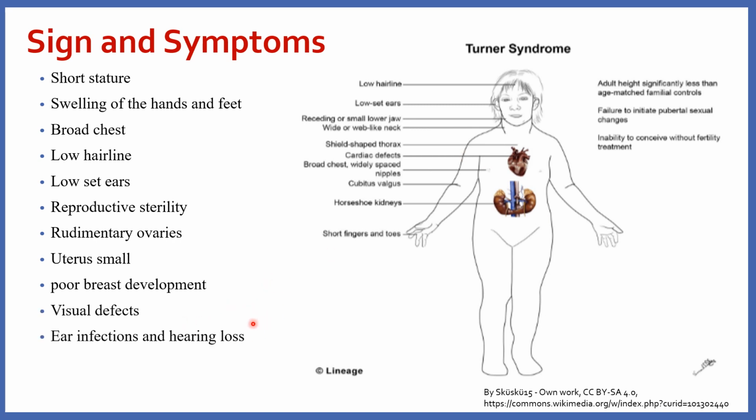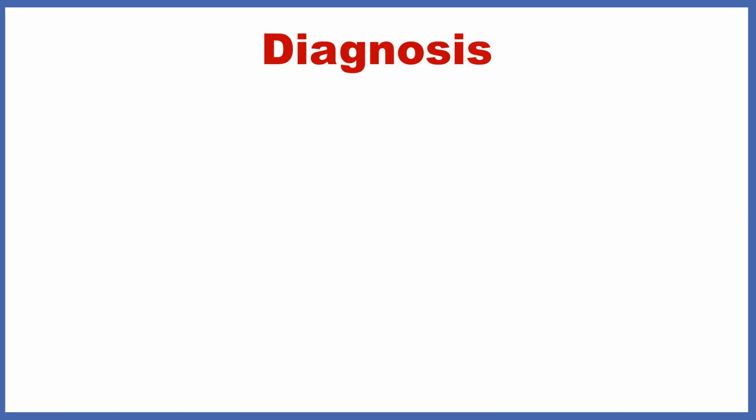There are visual defects, ear infections and hearing loss. One of the characteristic features of Turner syndrome is a web neck. There is a fold of skin found in the neck, which is called a web neck, and the female shows an absence of menstrual periods. So these are the signs and symptoms found in a patient who has Turner syndrome.